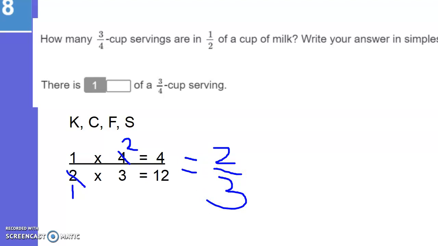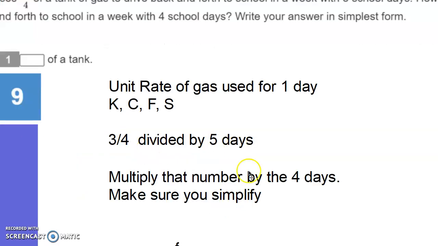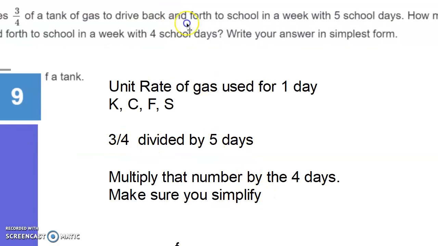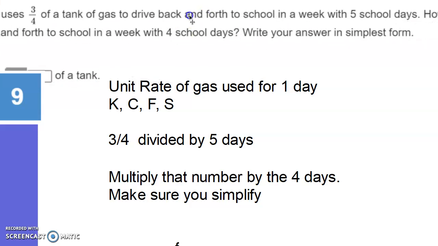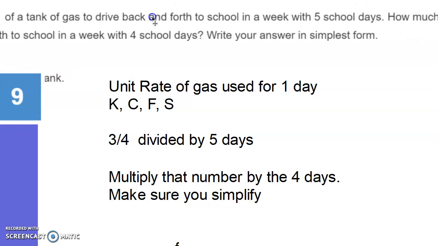All righty, so now we're on to problem number 9. Okay, so we have a school bus, and the school bus uses 3/4 of a tank. So every week they fill up their tank of gas, and the school bus uses 3/4 of it. And it goes back and forth, and it does this 5 days.